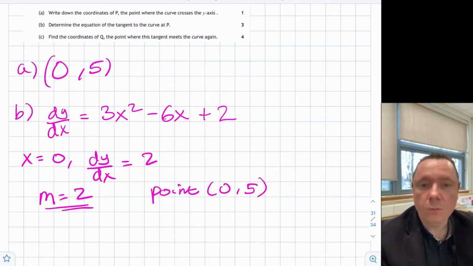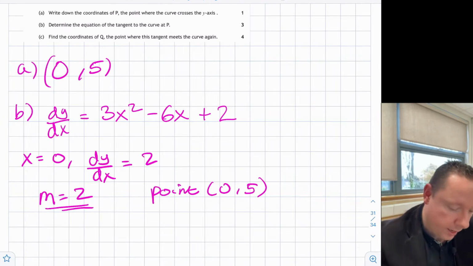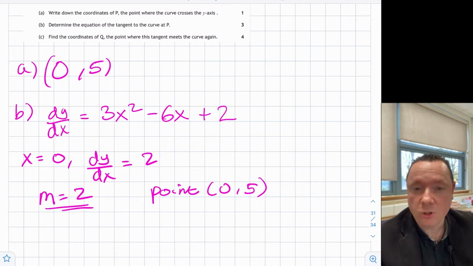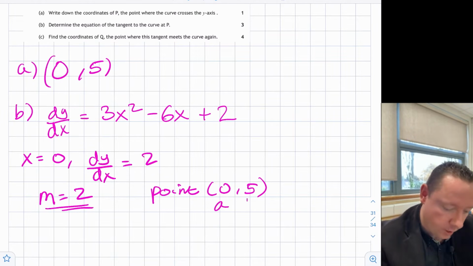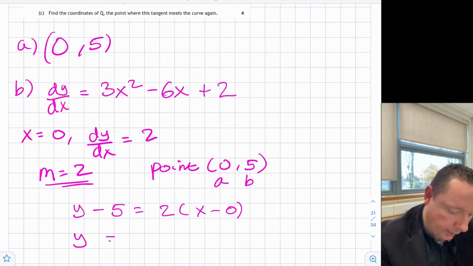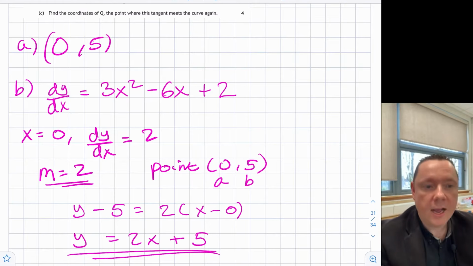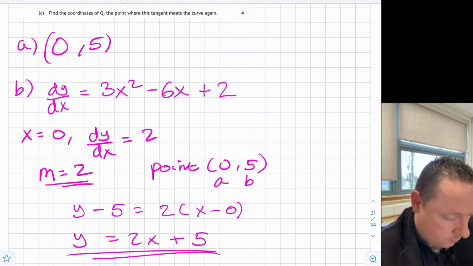So therefore, we can work out the equation straight away. I know it's y equals 2x plus 5 because if it cuts the y-axis, c is 5. But if you prefer to use the same method straight away, you can just call that a and b and do y minus 5 equals 2, x minus 0. So y equals 2x plus 5. And that is the equation of our tangent.